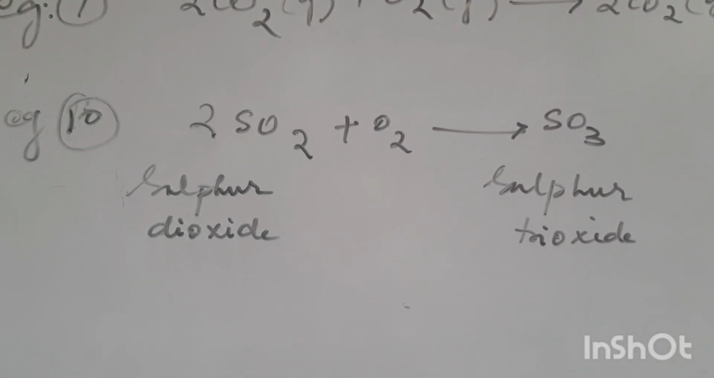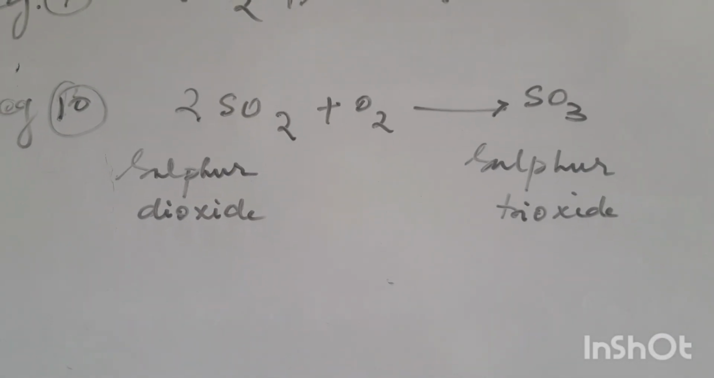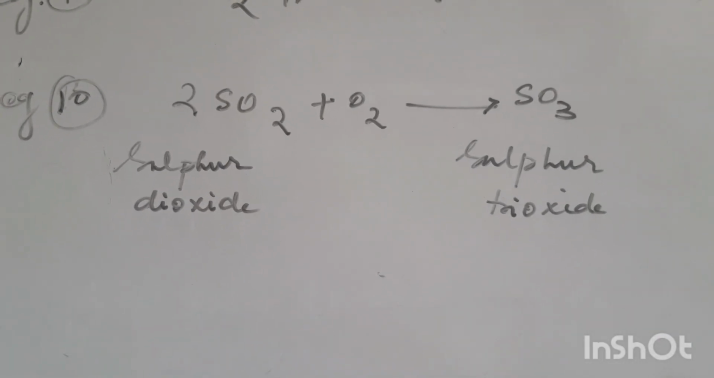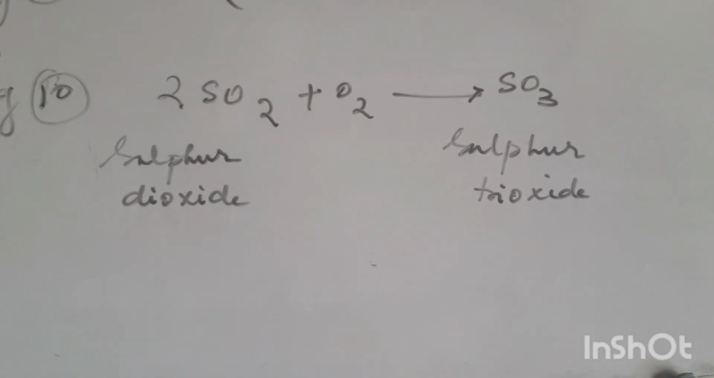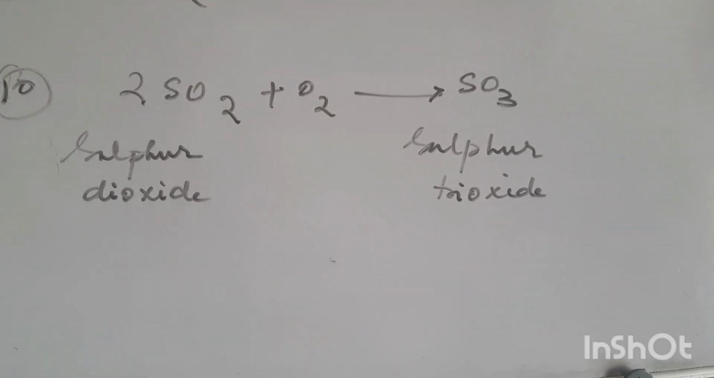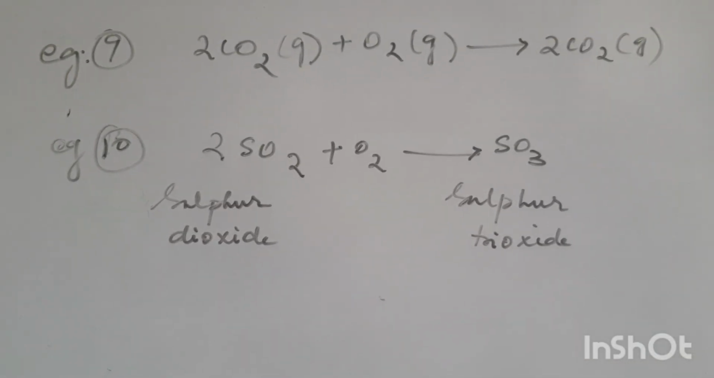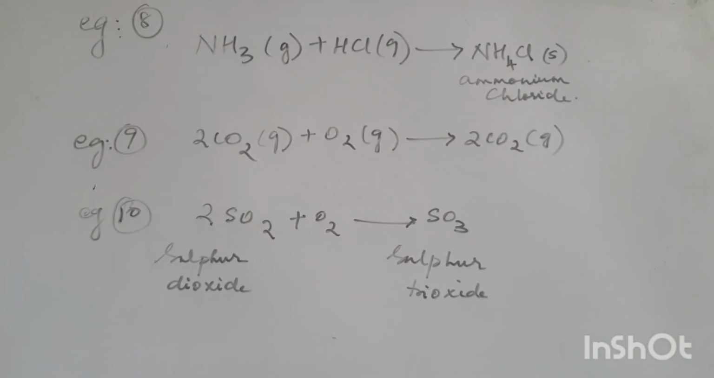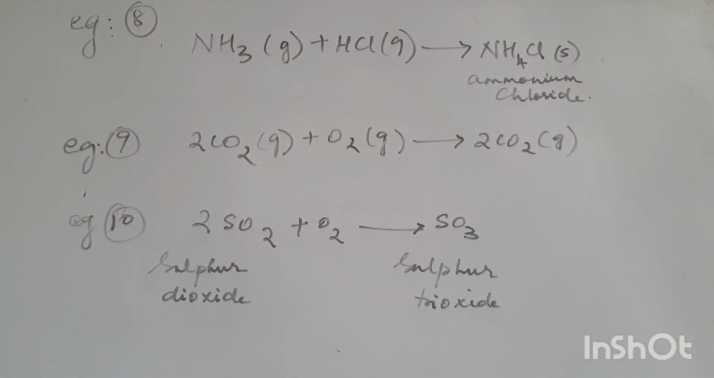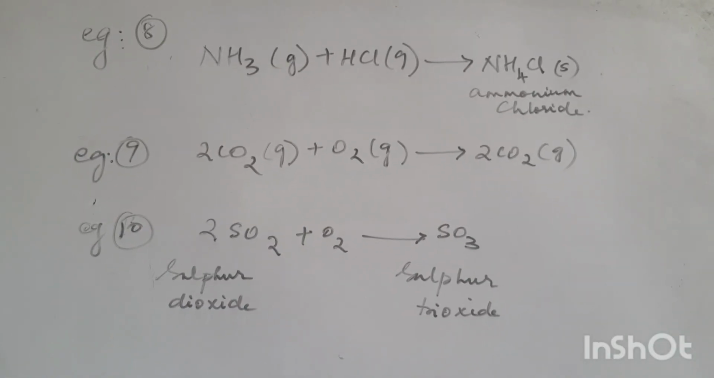And coming to the 10th, the last example of combination, that is 2 molecules of SO2. What is SO2? Sulfur dioxide combines with 1 molecule of oxygen to form 1 molecule of SO3, that is sulfur trioxide. All these are balanced equations, so you can learn them directly. All the 10 you have to learn. So this is about combination reaction.